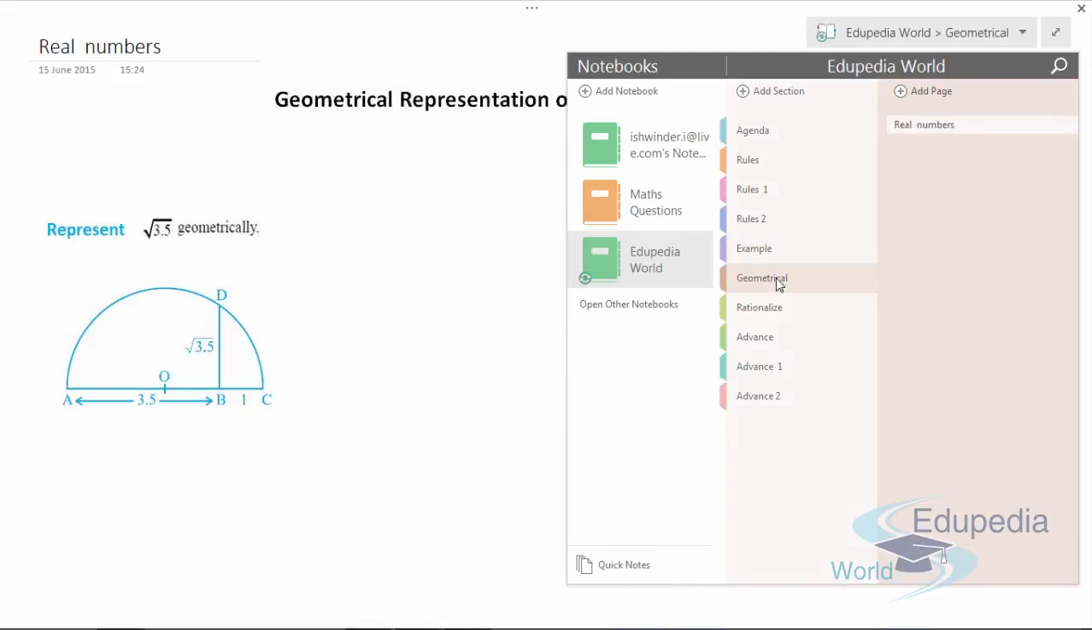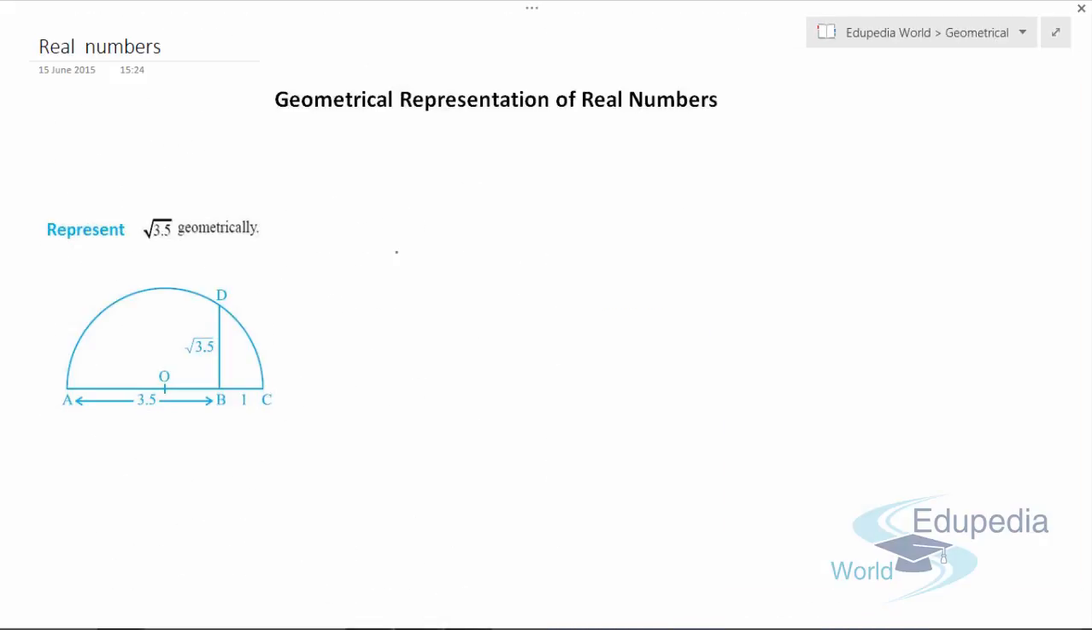Now next we'll discuss geometrical representation of real numbers. So there are certain steps and rules to follow how we can represent any real number on graph paper. So let's discuss the rule. So first step is, suppose we have to find the square root of 3.5 geometrically on a graph paper. The number can be any, it can be 4.3, it can be 2.7, 3.8. It doesn't matter, the rule applies the same to all numbers. So suppose here we are given 3.5.